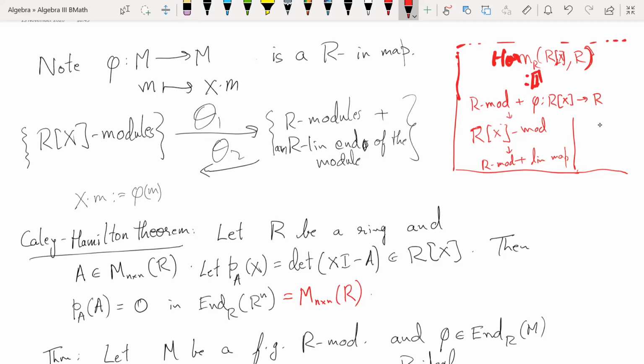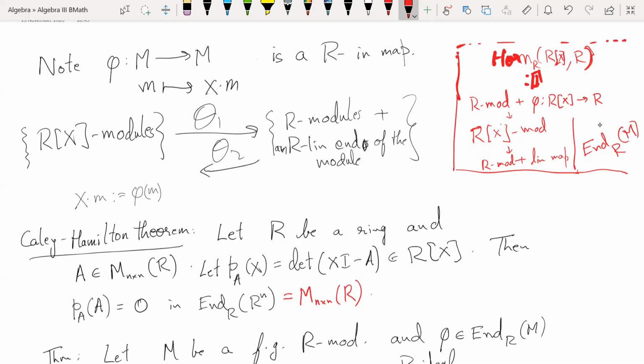Giving an R-module plus this map is the same as saying giving an R-module and an element of this Hom. Is that what you're saying? Yes, sir. And we fixed a module, so this is just Hom(R[x], R). So what is an R-module plus a linear map? This is the same as End_R(M). So we get a map from Hom(R[x], R) to End(M).